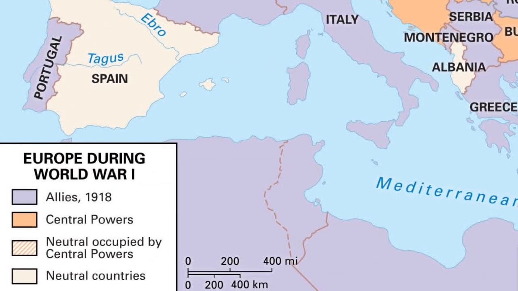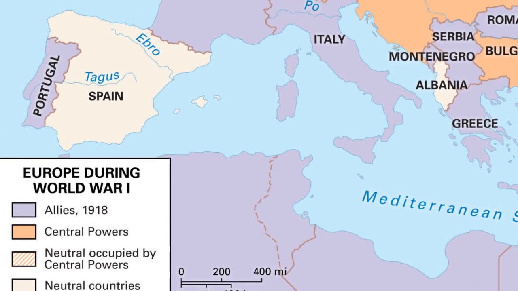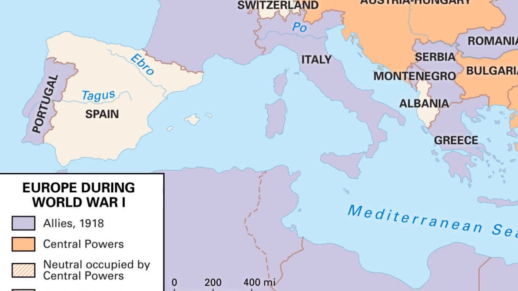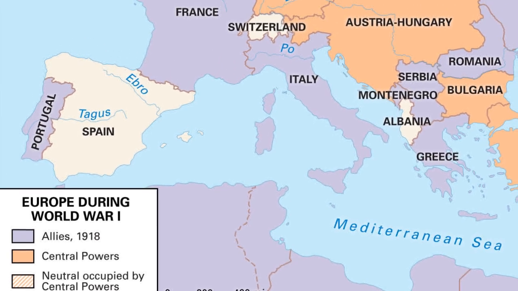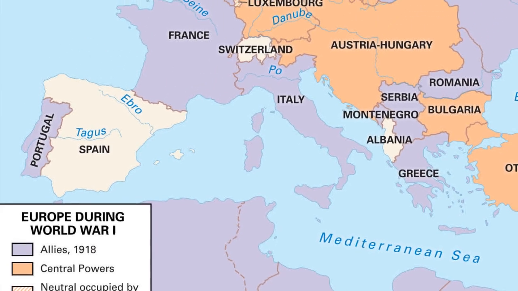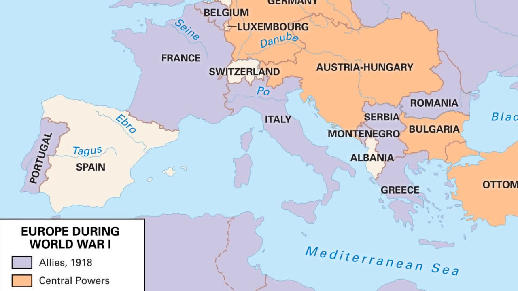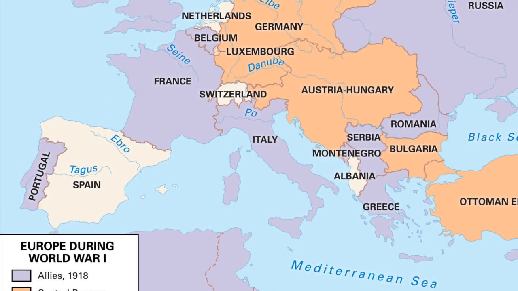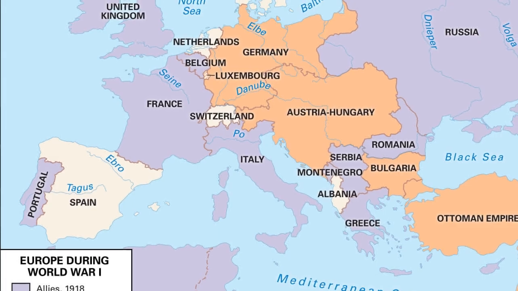World War I divided Europe into two sides: the Central Powers, which consisted of Germany, Austria Hungary, and the Ottoman Empire, and the Allied powers, which was primarily France, Britain, and Russia, but would later actually be expanded to include Japan and Italy as well.